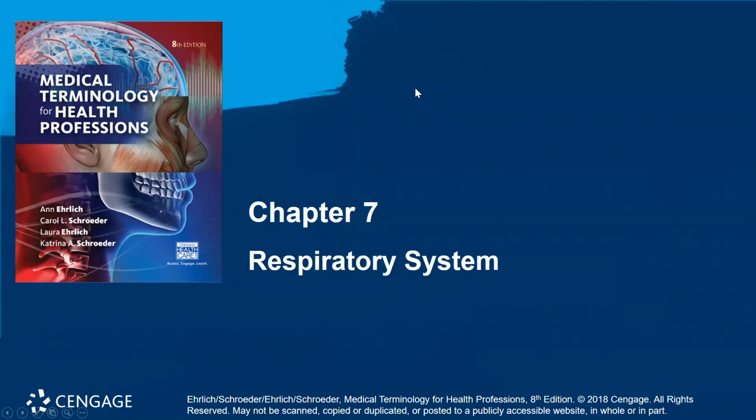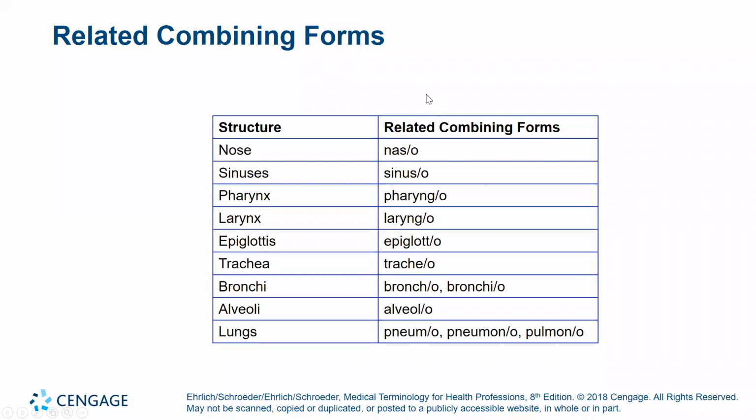Hi, we're going to be talking about Chapter 7 today, the respiratory system. Let's take a look at the related combining forms for this chapter.